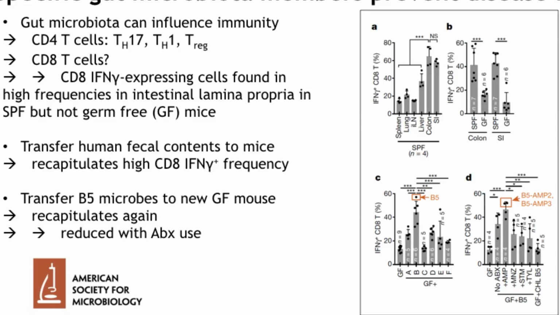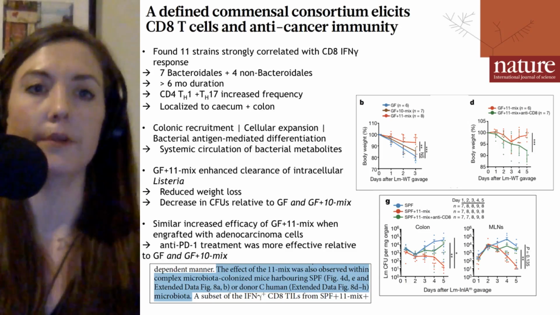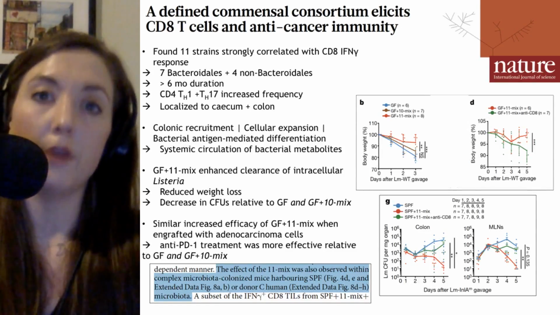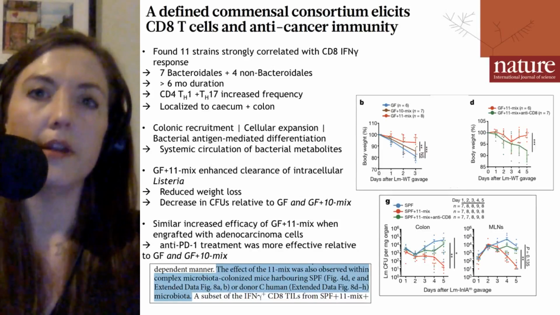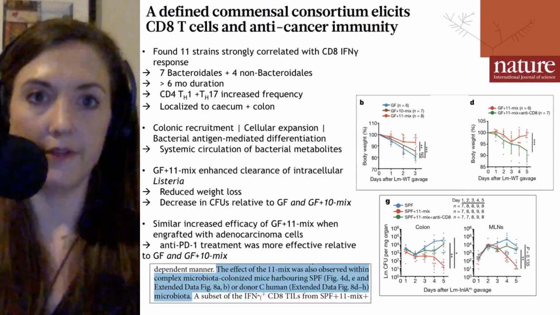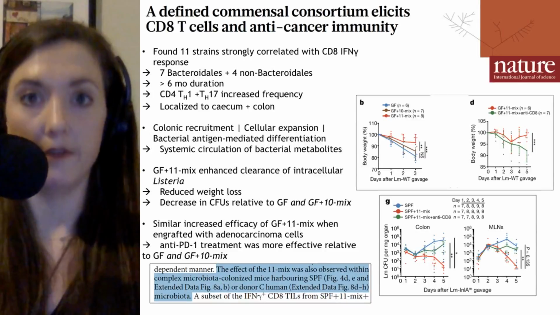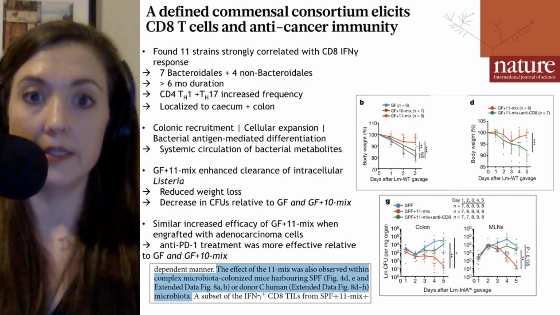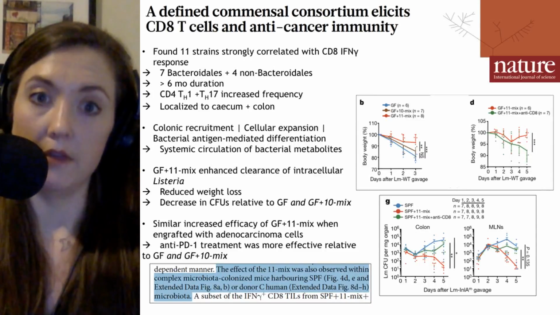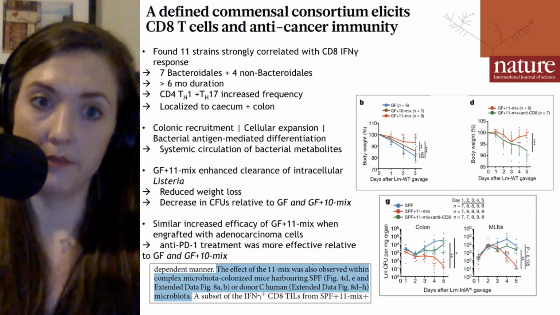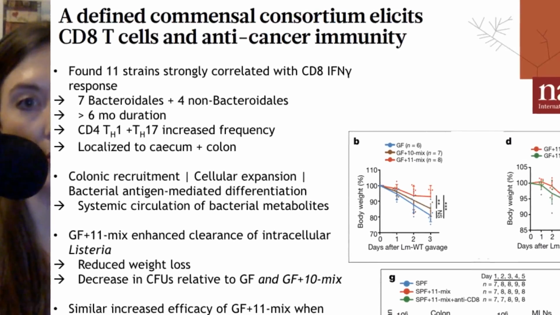From here, they were able to culture and to sequence to identify what those microbes were. And so let's look at what they found in panel 4. On slide 4, they identified a number of different strains that were part of that consortia, but there were 11 of them that were highly correlated statistically with the presence of this CD8 interferon gamma response. 7 of those were in the Bacteroidales family.